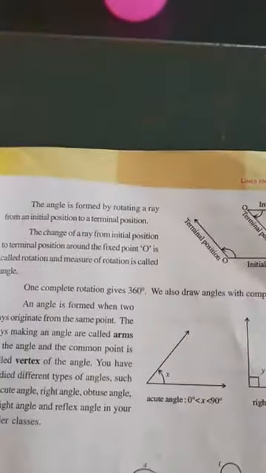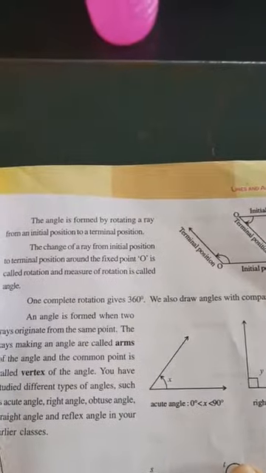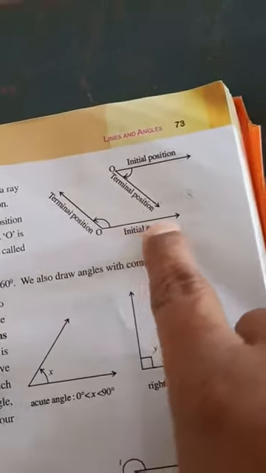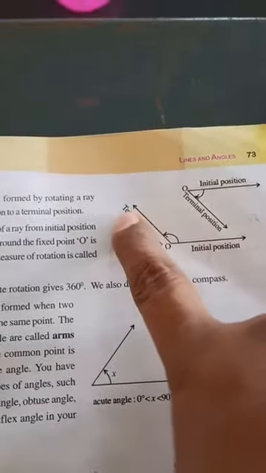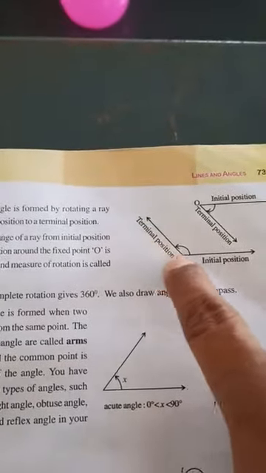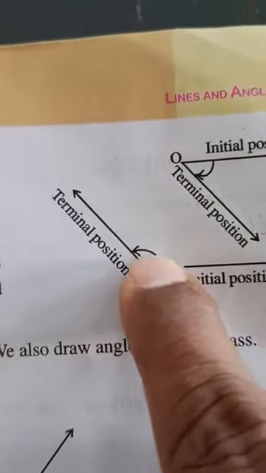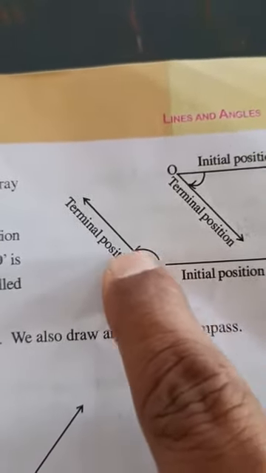So do you know what is the definition of angle? How is the angle formed? The angle is formed by rotating a ray from one position to another position. For example, here this is one ray. I am rotating this ray from this position in an anti-clockwise rotation, so that the ray's position becomes this. So this angle of rotation, see this, this is called angle.